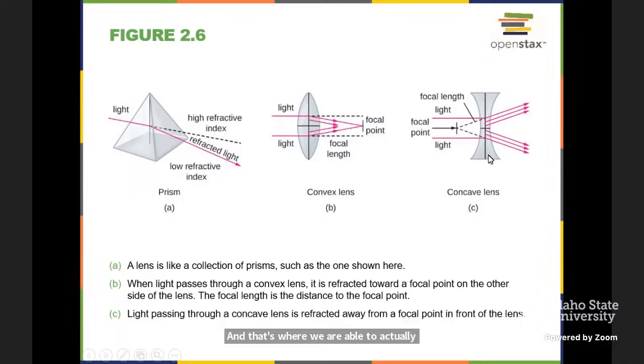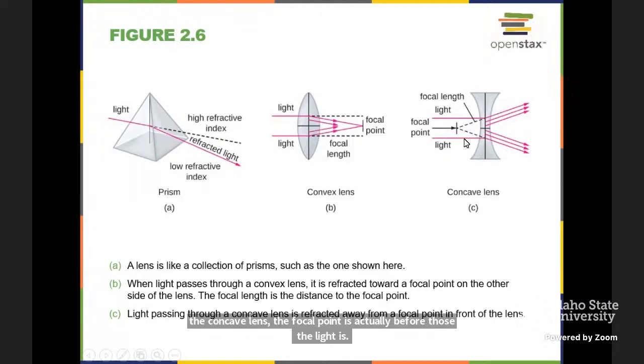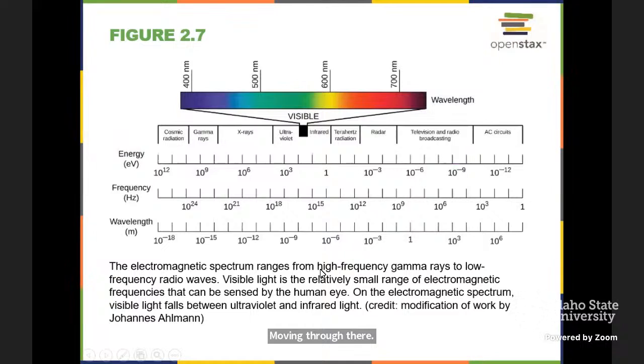With the concave lens, the focal point is actually before the light is moving through there. Different. All right. Funhouse mirror-like. All right. Is the idea.